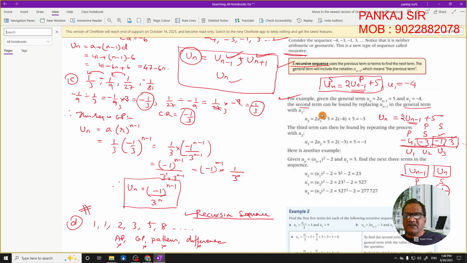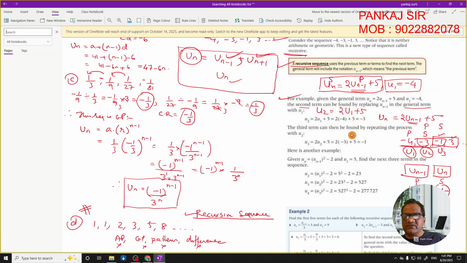Now they have asked you to find out the second term, u2. So u2 is what? Is it previous or successive? It is the successive term. When compared to u1, u2 is the successive term. So in place of un, you can take u2, and in place of un minus 1, you can take u1. So 2 times u1 plus 5, and u1 is given to you. It is given as minus 4.